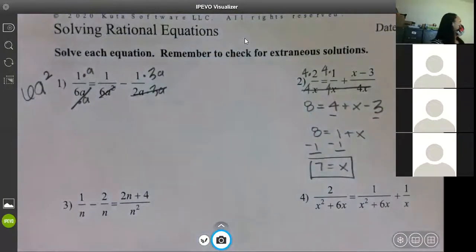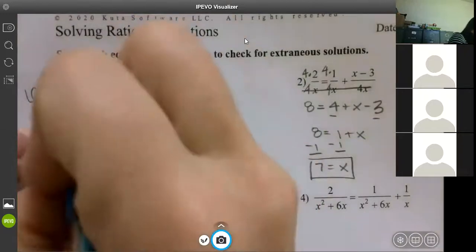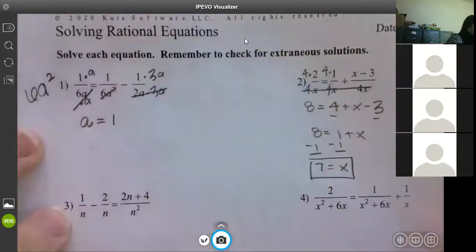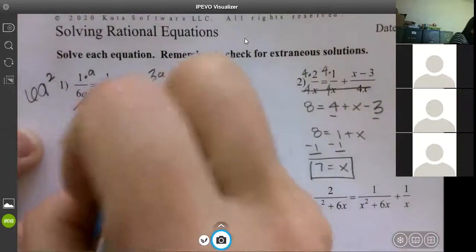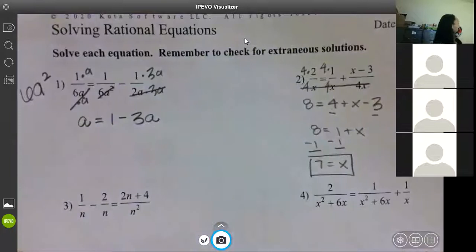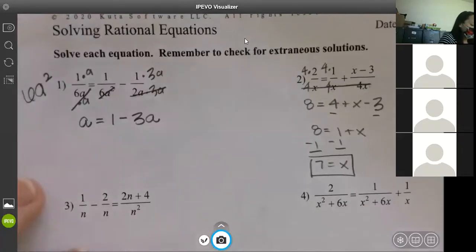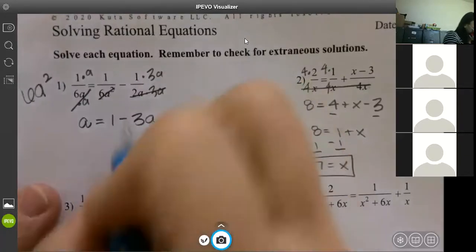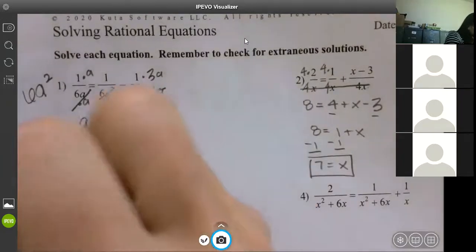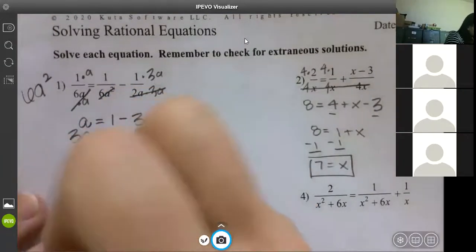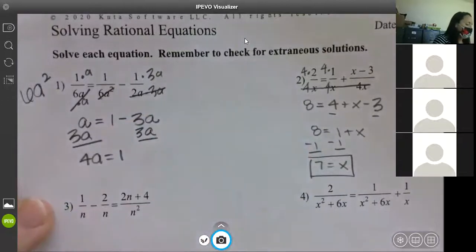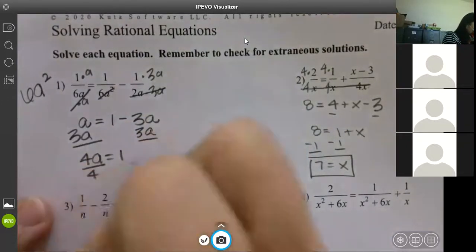I do not need my denominator anymore. So on the top, 1 times A is A equals 1 minus 1 times 3A, or minus 3A. Is everybody okay with that? So once you get your common denominator, that's the hard part. Everything else is super easy. Okay. How do I solve this? Add 3A. Yeah, add 3A, get your A's on the same side. I get 4A equals 1. How do I solve? Divide by 4.